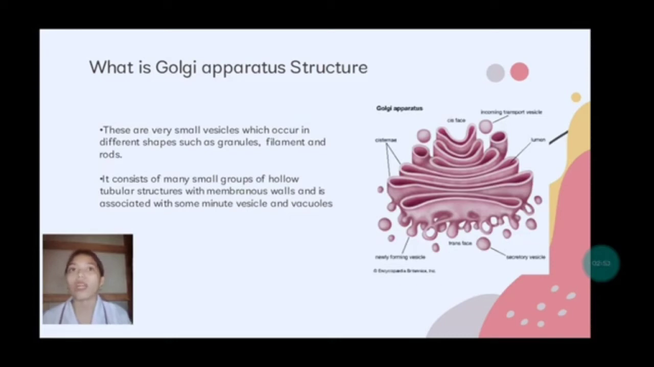and vacuoles. The function of it is concerned with the synthesis and secretion of enzymes and hormones in the cell. So the Golgi apparatus carries material synthesized by the endoplasmic reticulum to different parts of the cell. The material is stored and packaged in the vesicles.